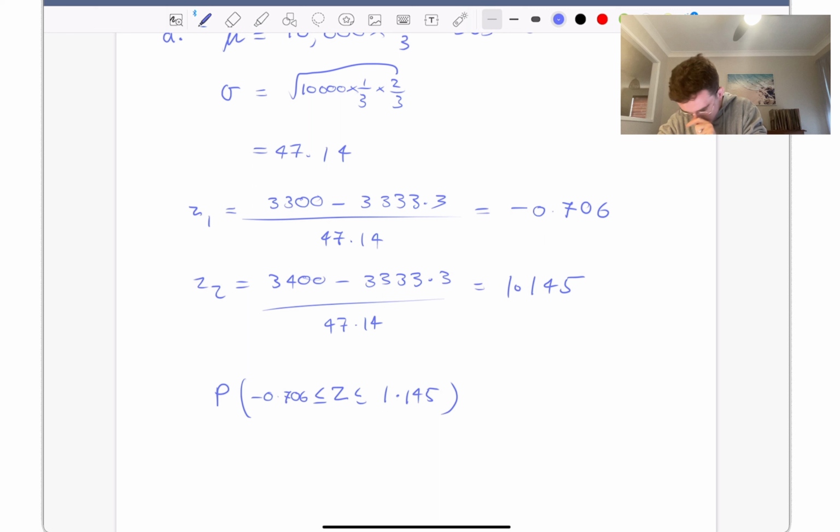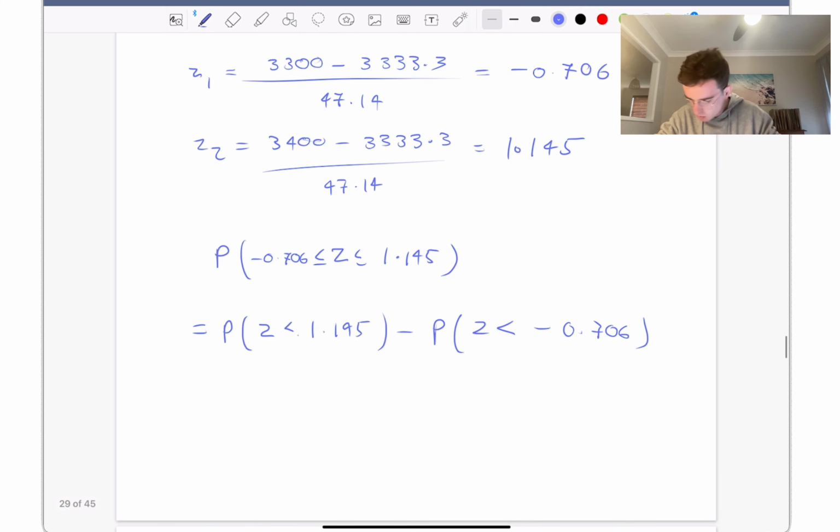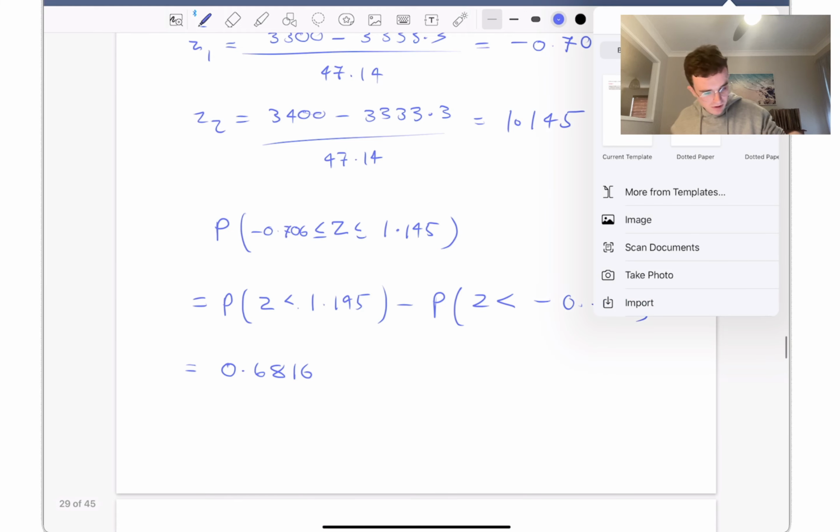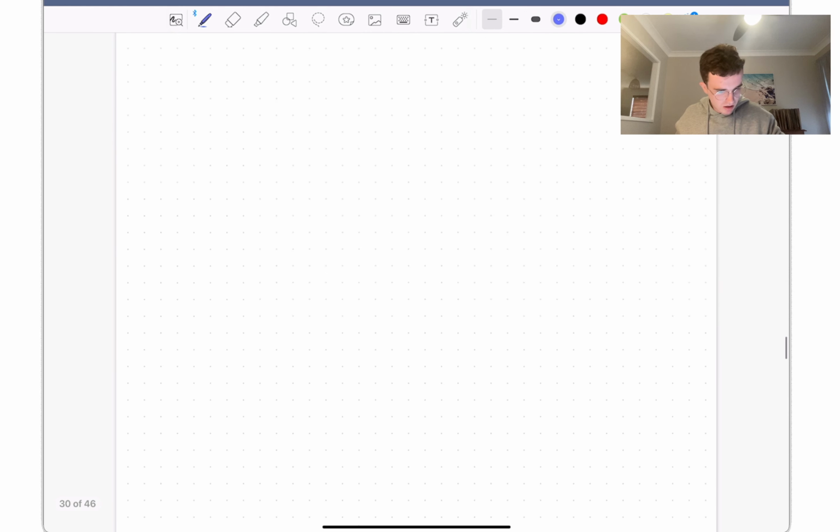Okay, now to compute that, this is the probability that z is less than 1.145 minus the probability that z is less than minus 0.706. And if you use your z-score table, you're going to eventually get 0.6816. Okay, I need some more room for this. What's the next thing? Binomial.